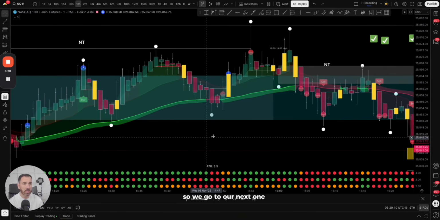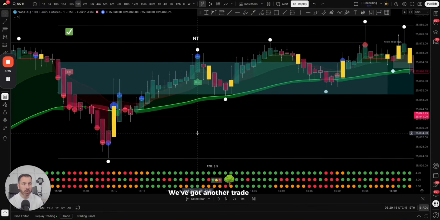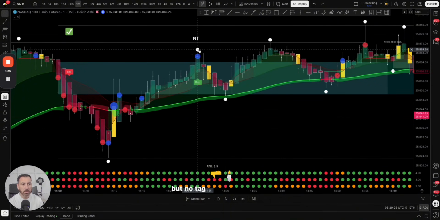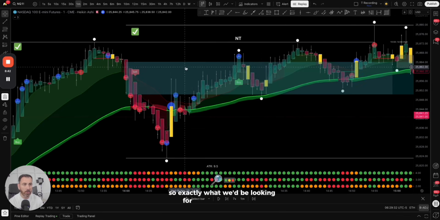So we go to our next one with no traffic lights aligning here yet. We've got another trade here, buy signal, 3 green traffic lights, green trend wave, and I've got a high above that I would be looking to go to, but no tag, and again it takes the low of that candle very quickly after. So exactly what we'd be looking for.